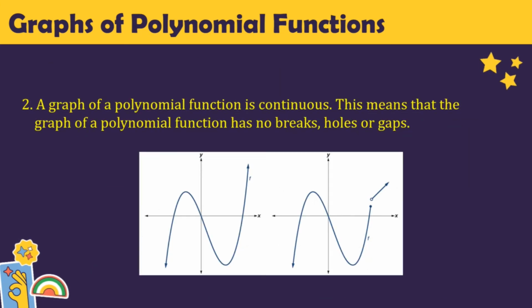Next, a graph of a polynomial function is continuous. This means that the graph of a polynomial function has no breaks, holes, or gaps. This is an example of continuous, and this is not an example of continuous. Why? Because it has a break line.